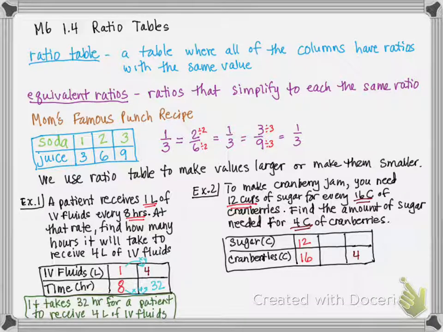So the question we have is, can I get, this time notice it was on the bottom, from 16 to 4. Now it's smaller, so that means I'm using division. And I'm going to divide by 4. So 16 divided by 4 is 4. So that means that's the same thing I have to do up here. I'm going to divide 12 by 4, and that gives me 3. So my conclusion would be 3 cups of sugar are needed for 4 cups of cranberries.